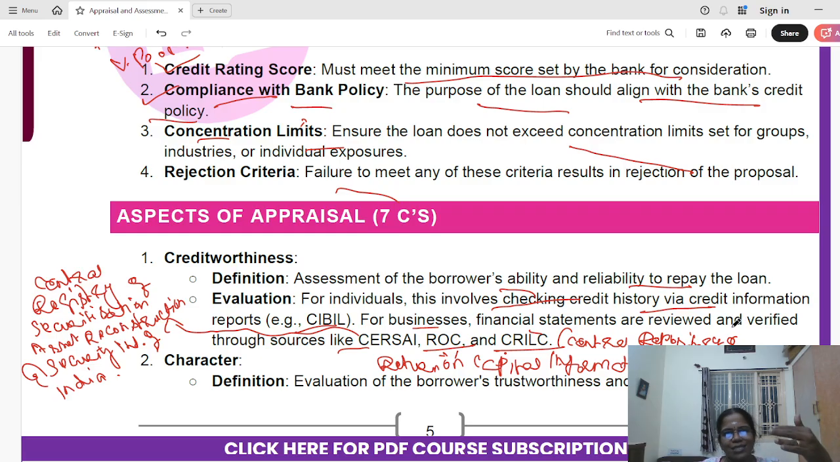If the credit rating is high, the risk to a banker is very low. They can easily recover the amount from the customer. If the credit rating is low, it's very difficult to recover the loan amount from the customer. So that is the credit worthiness. So the first aspect of the appraisal is the credit worthiness.